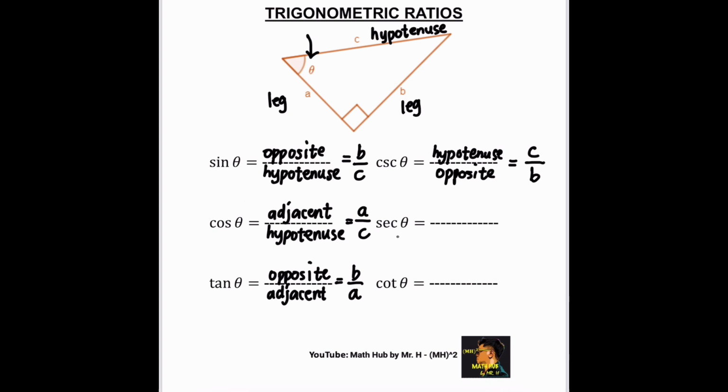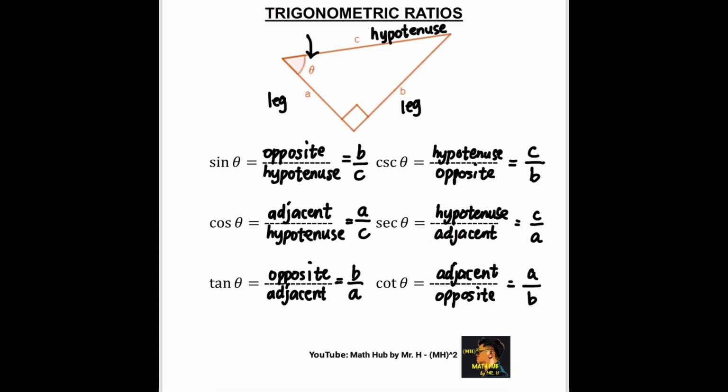And for secant theta, it will be hypotenuse divided by adjacent, or C divided by A. And for cotangent theta, it's going to be adjacent divided by opposite, which is A divided by B. So you have to remember all these because we will be using the concept in answering one example.